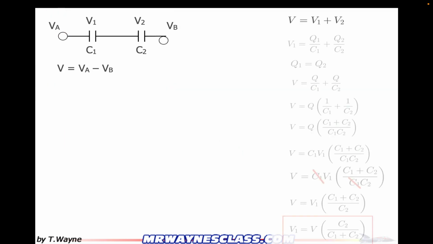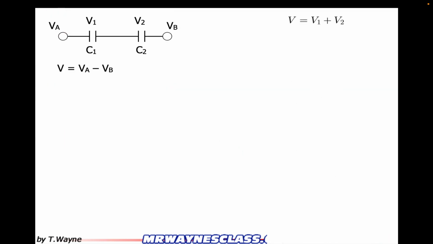Let's start with the simple circuit. I've got a little piece of a circuit with the voltage on the left of VA, voltage on the right VB, and I've got two capacitors, C1 and C2, with potential differences of V1 and V2. The voltage, we're going to call that VA minus VB. So it's the difference of the two ends of the circuit. So what I know from our previous rule is that the total voltage, the difference between A and B, is equal to V1 plus V2.